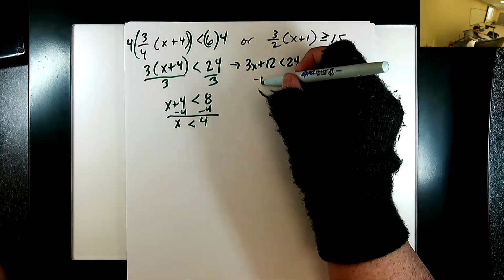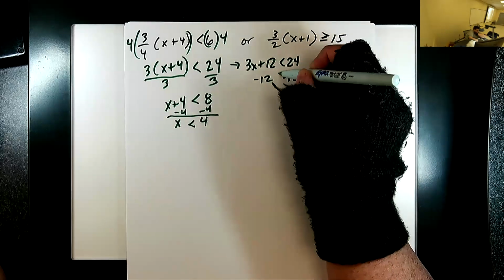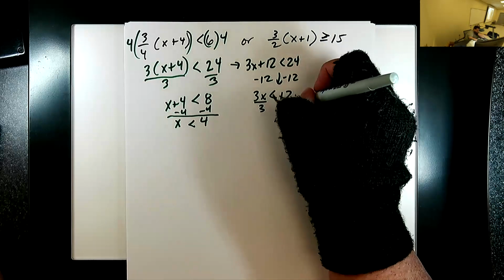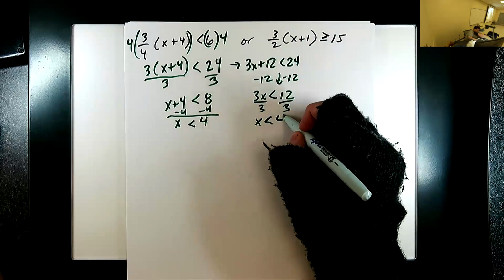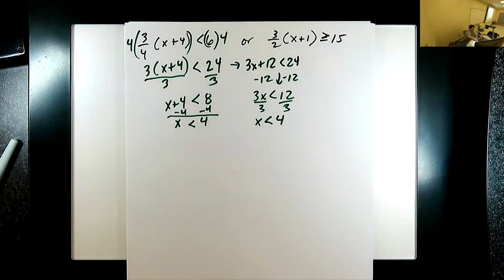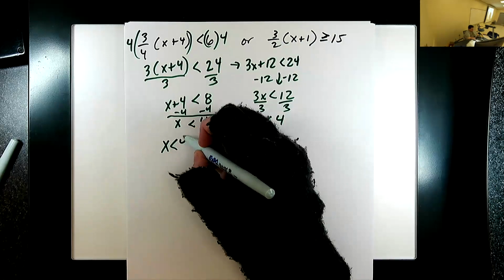If you did it by distributing, you would have 3x is less than 12, and you divide by 3, and you still get x is less than 4. So it doesn't matter which way you choose to do it, that left side is going to be x is less than 4.